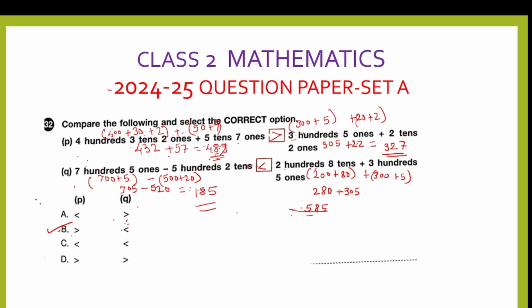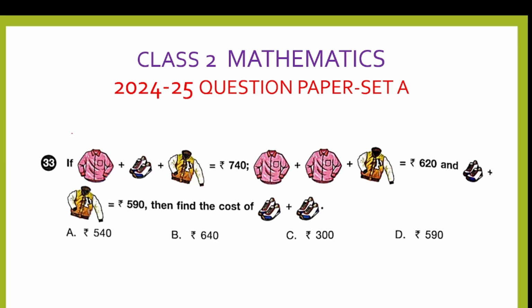Next question. So if this pink shirt plus shoes plus jacket is equal to 740, we have one more statement. Pink shirt plus jacket is 620 and shoes plus jacket is 590. Then find out the cost of the given shoes. So we have given three statements.